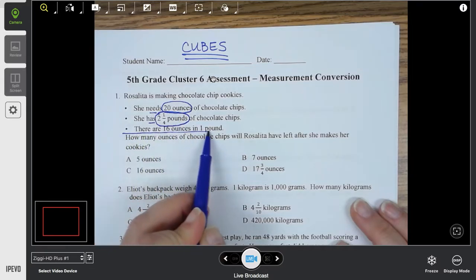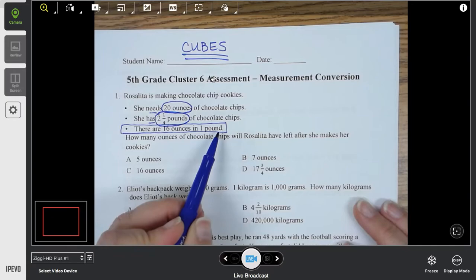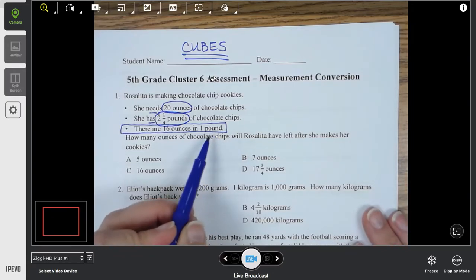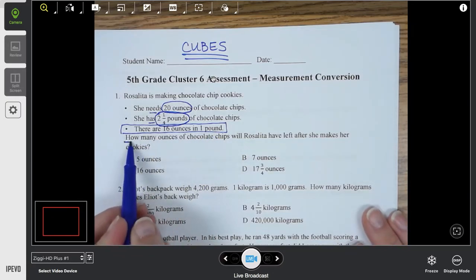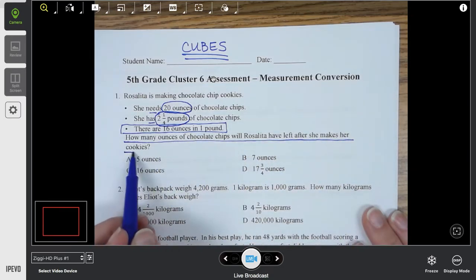In the word problem, they're always going to tell you the conversion, so you don't have to memorize that. It's given to you. There's 16 ounces in 1 pound, and we already knew that from the work we did earlier. Underline the question. How many ounces of chocolate chips will Rosalita have left after she makes her cookies?